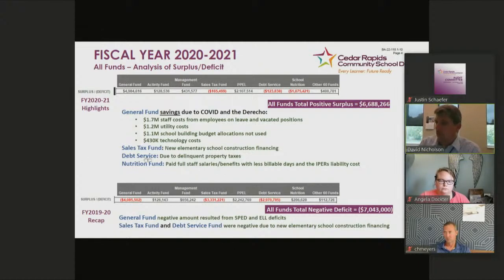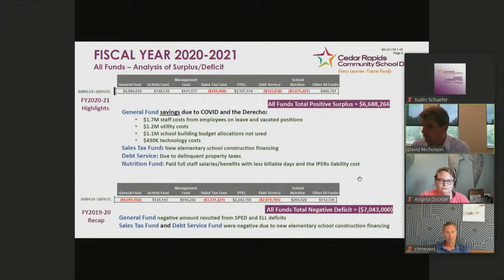So, our debt service, we did have some delinquent property taxes, and I'm sure due to COVID, and that's kind of how I'm thinking our debt service is down. We still had enough balance in there to be able to make all of our debt payments and whatnot, but it was a little bit less than what we had previously.